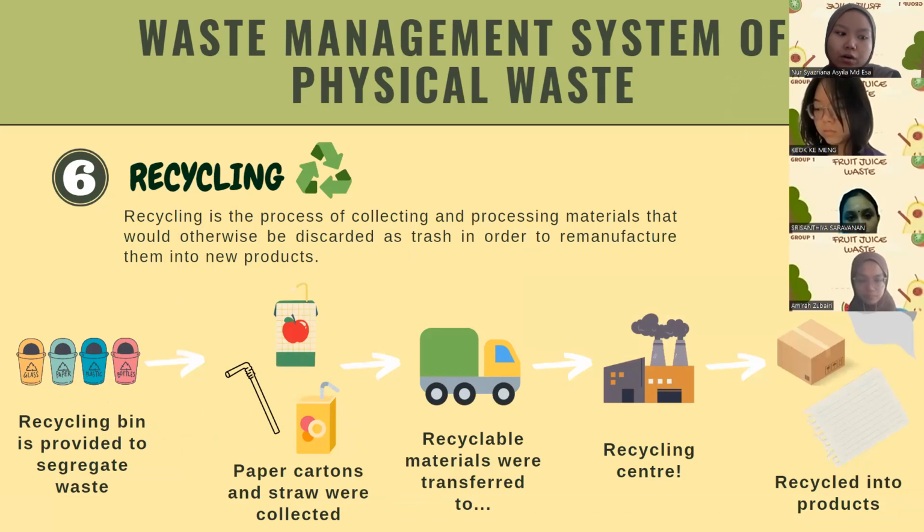So first, recycling bins must be provided to segregate waste. There are usually 3 or 4 types of recycling bins, which are for waste, glass, paper, plastic, and also bottles. Then the paper cartons and straws were collected from our juice packaging.